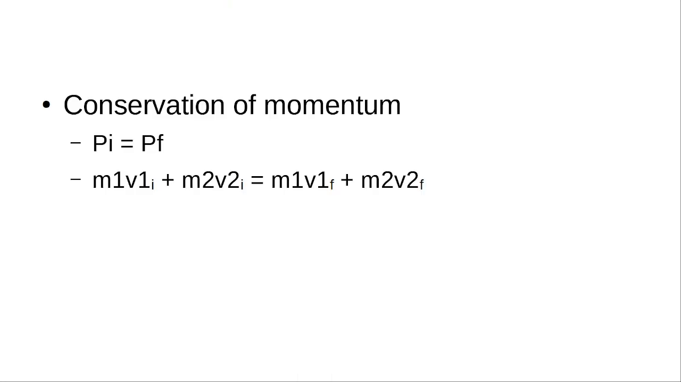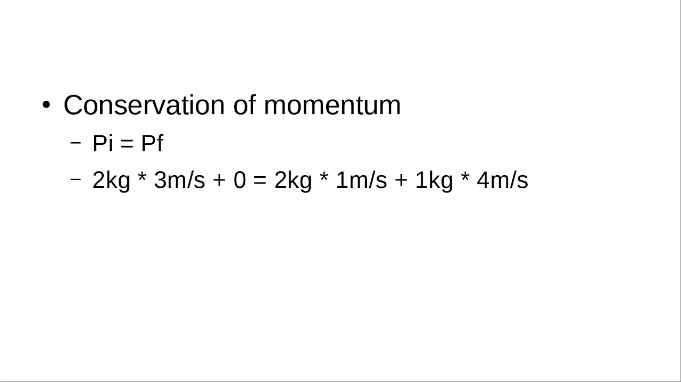Momentum before the collision must equal momentum after the collision. Momentum is calculated by mass times velocity. So we plug the numbers in. We can plug in 0 for the second ball because it was standing still. And after doing some quick math, you see that 6 is equal to 6. So yes, momentum was conserved in the simulation, which means it was working perfectly.